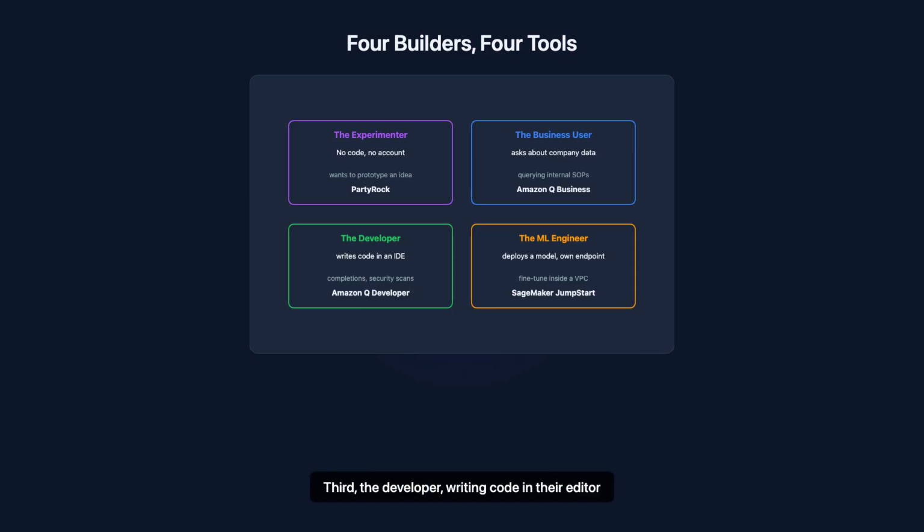Third, the developer, writing code in their editor and wanting completions and security scans. That's Amazon Q Developer. And fourth, the machine learning engineer who needs to deploy a model onto their own endpoint and fine-tune it inside of VPC. That's SageMaker JumpStart. 4 people, 4 tools. Get the person right and the service picks itself.